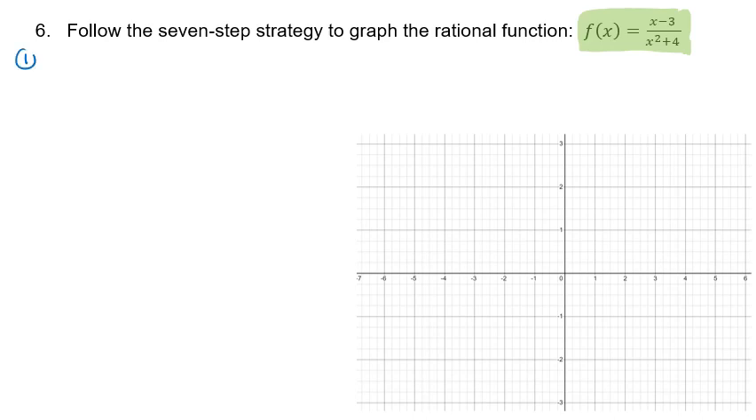Number 1, symmetry. F of negative x will be negative x minus 3 over negative x squared plus 4. Replace those two x's with negative x's. On top, we get negative x minus 3. On the bottom, when you take negative x and square it, negative x times itself is positive x squared, plus 4.